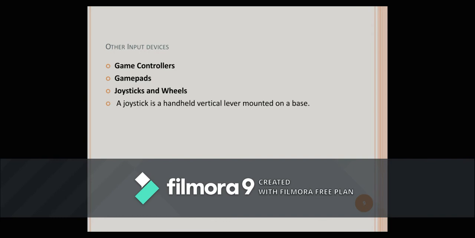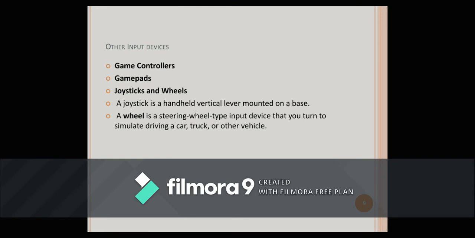Other input devices. Other input devices are game controllers, game pads, joysticks and wheels. A joystick is a handheld vertical lever mounted on a base. A wheel is a steering wheel type input device that you turn to simulate driving a car, truck or other vehicle. Light guns, dance pads, motion sensing game controllers.